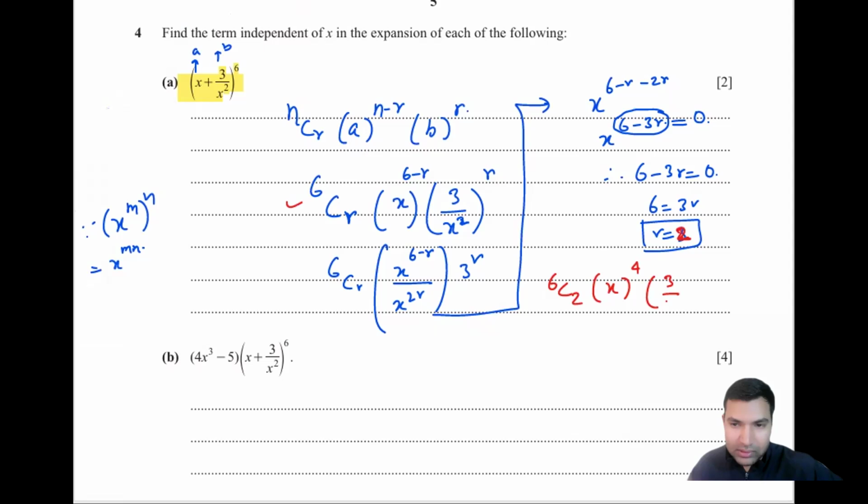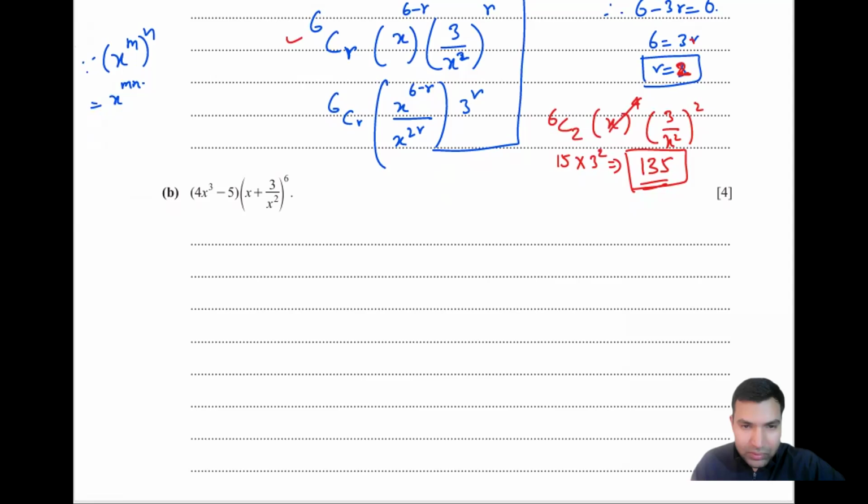So we get therefore r is equal to 2. So this will become x squared whole squared. So 6c2 is basically 15, and x power 4 and x square and square cancels out, so you get 3 squared. So 15 times 9 is basically 135, right? So that's your answer, 135. Now coming on to the next one.